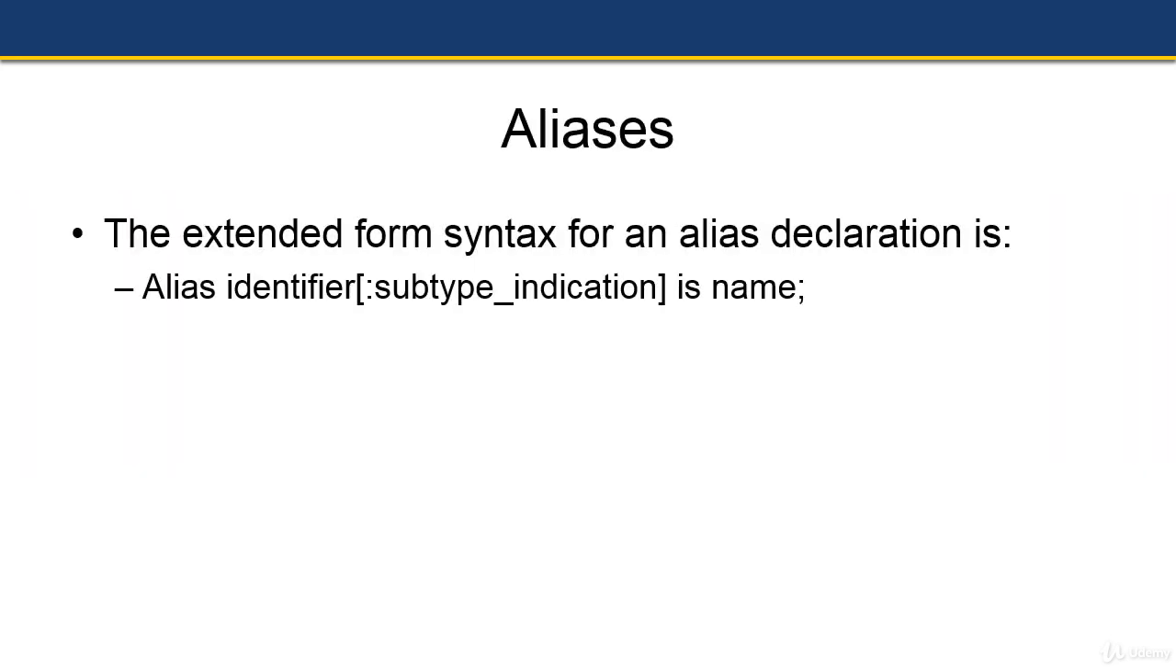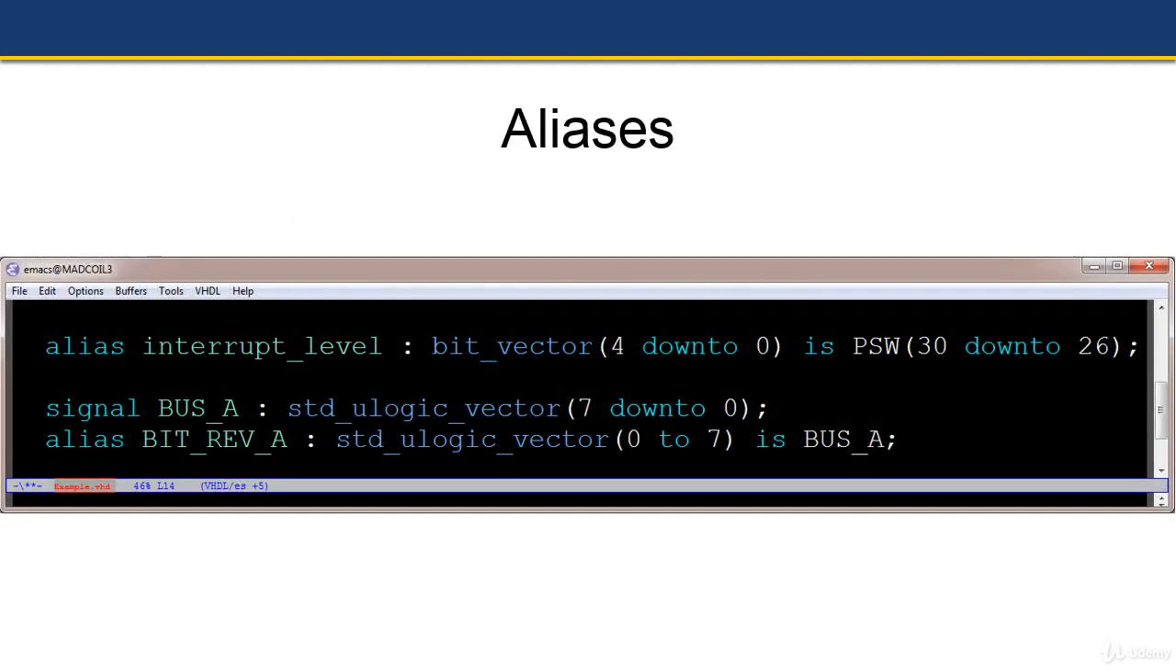The extended form syntax is similar to the simple form. Alias, identifier, and then an optional colon subtype indication, is name. Here's a couple of examples.